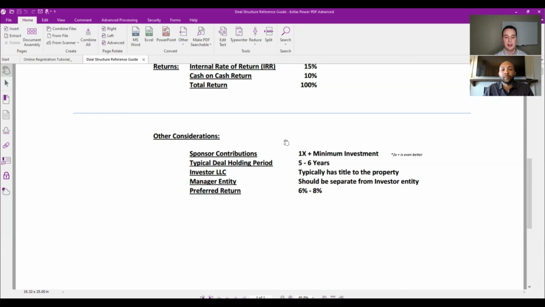The investor LLC typically does have the title to the property, and then your manager LLC is going to be a separate entity, right? That separates managers from investors and gives investors a further line of defense in the event that anything does happen with the property. The managers who are controlling the property are a separate entity and can be gone after separately from the investors. And then your preferred return is in the 6% to 8% range.